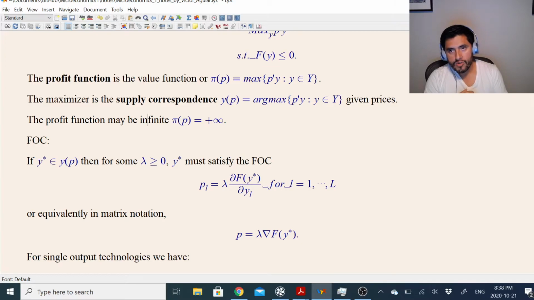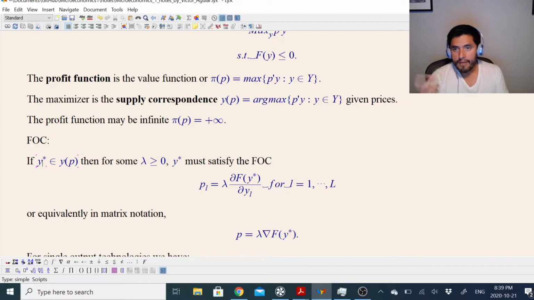So by using the transformation function and assuming it's differentiable, we can do first order conditions. First order conditions are usually very good to understand the problem, and this is what we're going to do. So take a point in the supply correspondence. It has to be that there is some Lagrange multiplier lambda such that for this point in the supply correspondence, the first order conditions are satisfied.